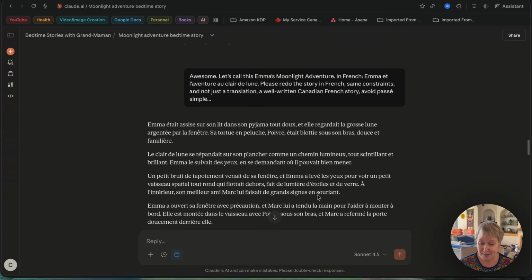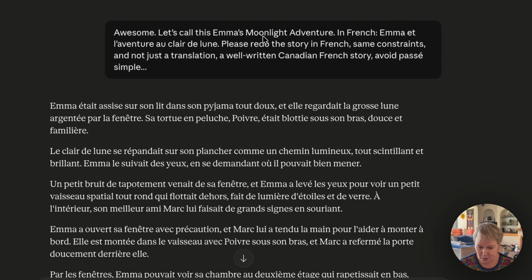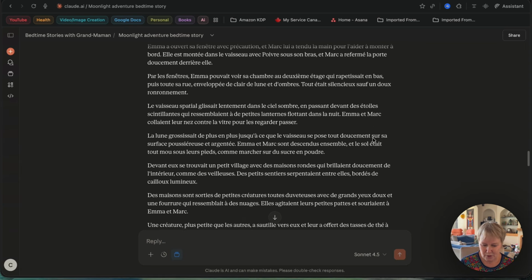And then what is important is, of course, I also wanted French. Let's call this Emma's Moonlight Adventure, and in French, Emma et l'aventure au clair de lune. Please redo the story in French, same constraints, and not just a translation. I want a well-written Canadian-French story, and avoid passé simple, which is one of the verbs that is very stilted. So it gave me a story.